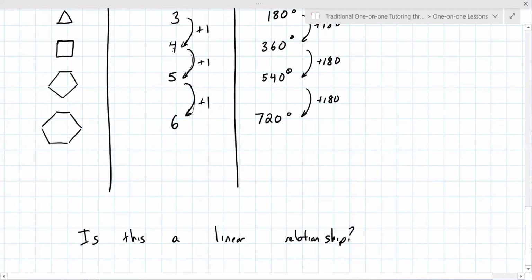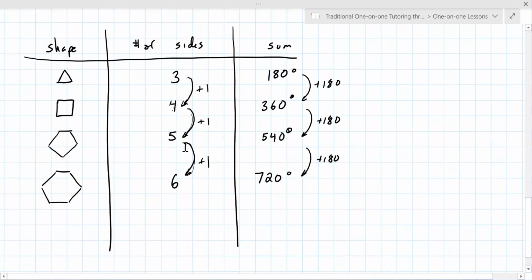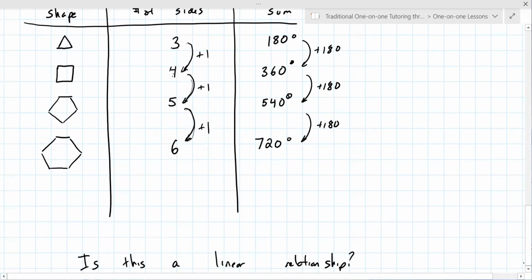Is this a linear relationship? Meaning, do they go up by the same amount? Think of this as X and this as Y. Does X go up by the same amount, and does Y go up by the same amount? It goes up by the same amount. Yes. So this is a linear relationship.